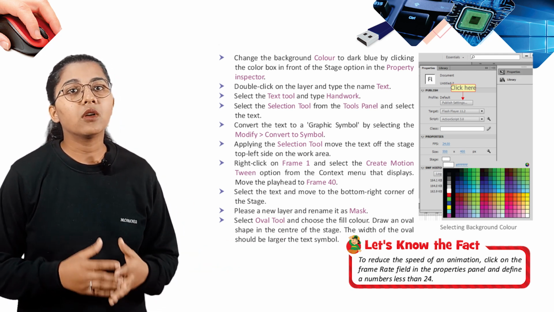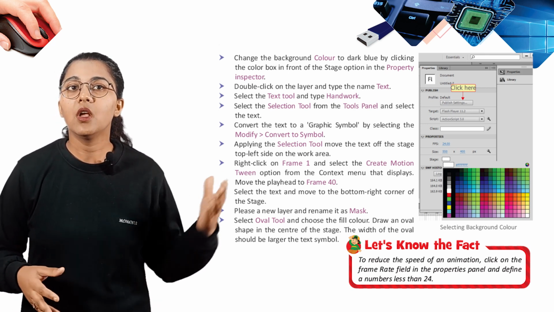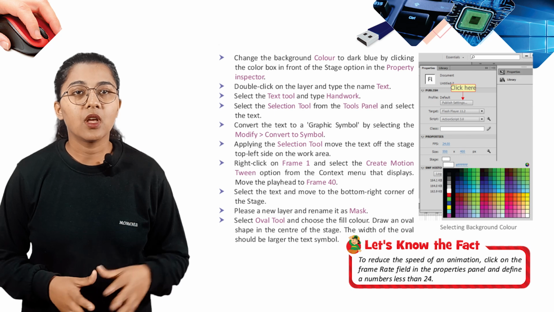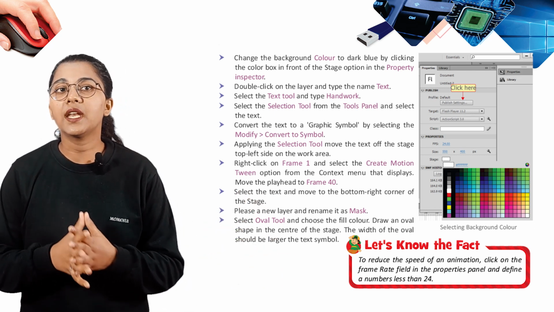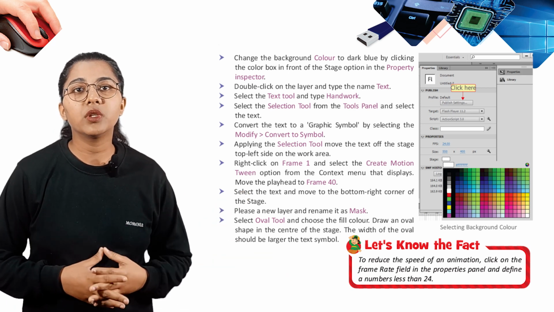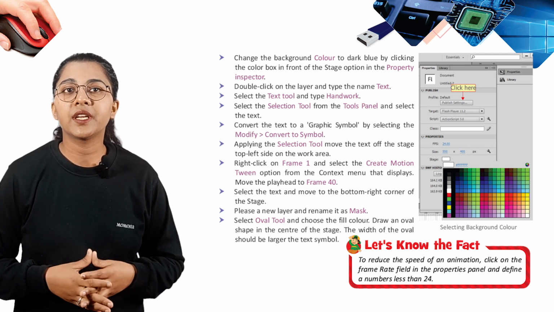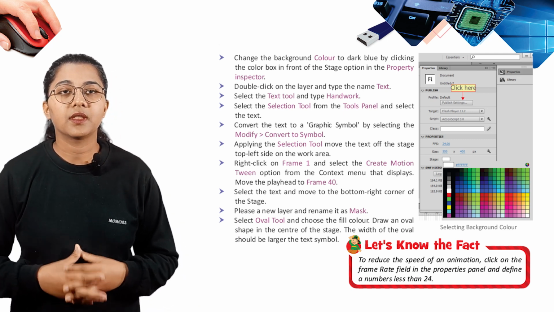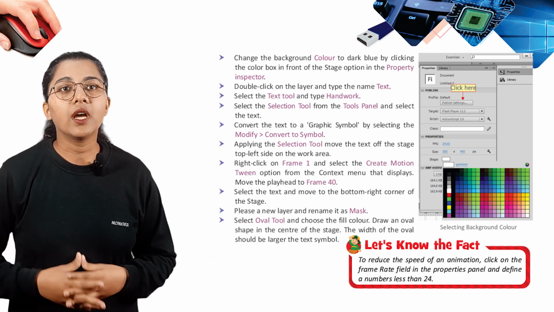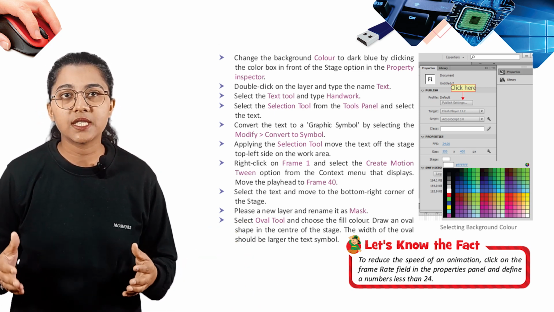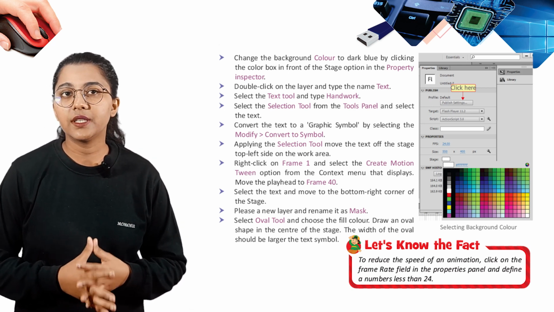Now right click on frame 1 and select the create motion tween option from the context menu that displays. Move the playhead to frame 40. And now select the text and move it to the bottom right corner of the stage. And now place a new layer and rename it as mask. Then last, select the oval tool and choose the fill color. Draw an oval shape in the center of the stage. The width of the oval should be larger than the text symbol.